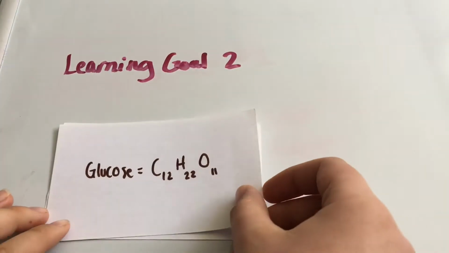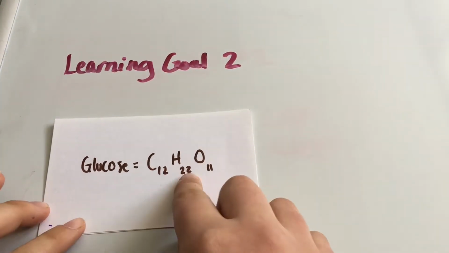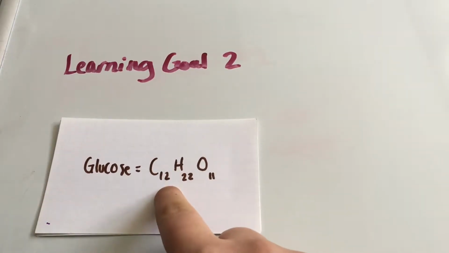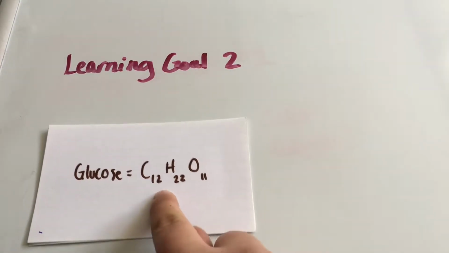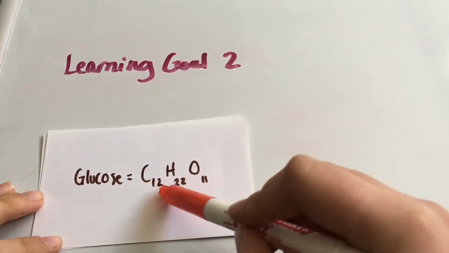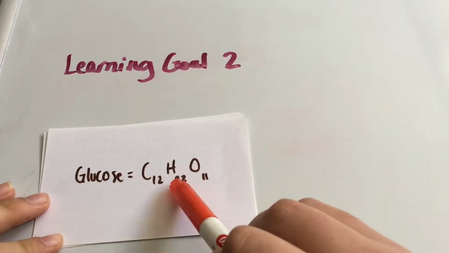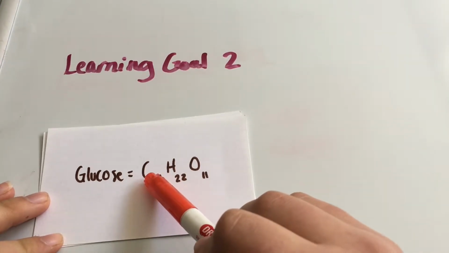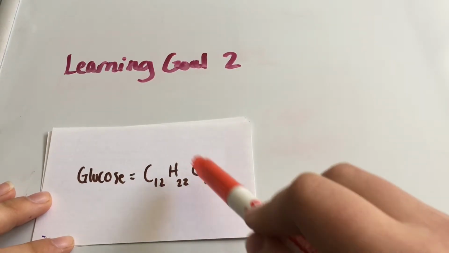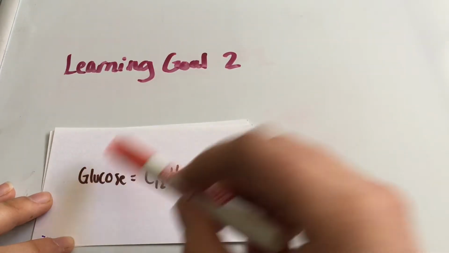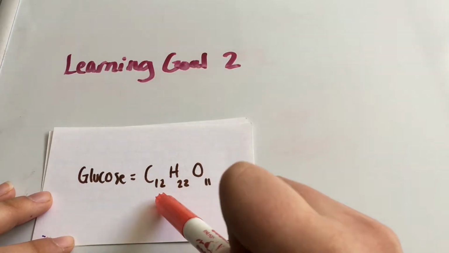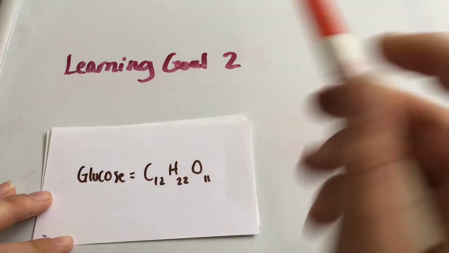So we have glucose right here. Glucose is made up of carbon, hydrogen, and oxygen. And what these numbers mean is how many atoms there are for each element. So right now there's 12 carbon elements present in this compound. There's 22 hydrogen, and then there's 11 oxygen, and that's what makes up glucose. So this is the chemical formula. It's made up of symbols and the number of atoms of each element.